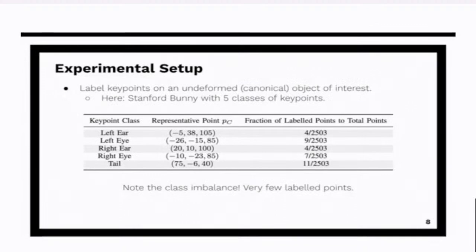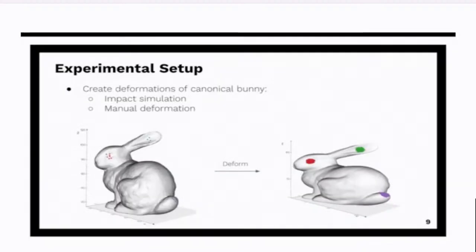Our experimental setup consists of manually labeling key points on an undeformed or canonical object of interest. Here, we choose the Stanford Bunny with 5 classes of key points. Note that the number of labeled key points is much lesser than the number of total points in the mesh. We create deformations of the canonical bunny by simulating impact with the ground and manual deformation.